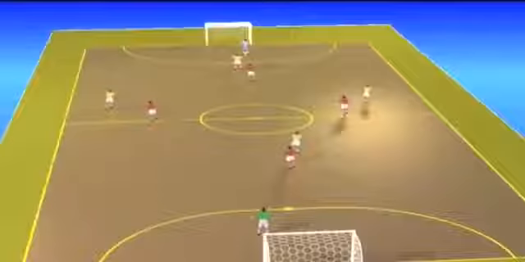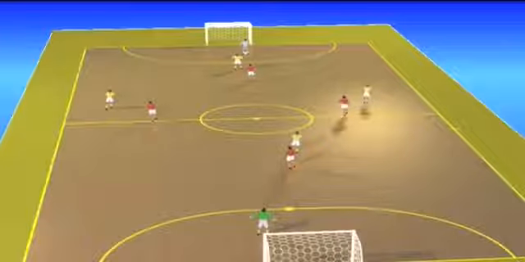Zone coverage 3-and-1. This is a coverage used for when the opponent is playing in a 3-and-1 offensive system. In this coverage, the fixed defender is in individual coverage of the pivot. The left wing covers the right wing. The right wing covers the left wing, and the pivot the fixed defender.